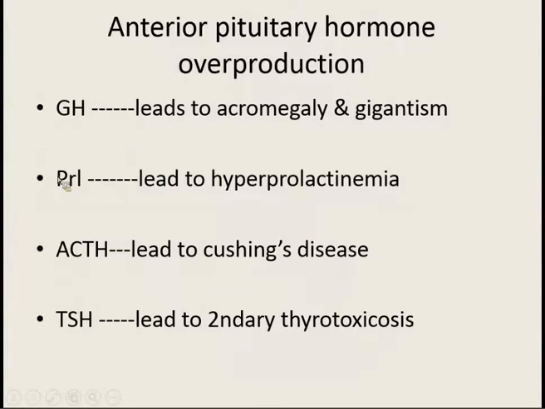When growth hormone is the hormone being oversecreted, this leads to acromegaly, or in the child before the epiphyseal growth plates are closed, gigantism. Prolactin, hyperprolactinemia, is the galactorrhea-amenorrhea syndrome. ACTH leads to Cushing's disease. TSH is, again, a zebra. I probably see one of those cases every 3 to 4 years or so.